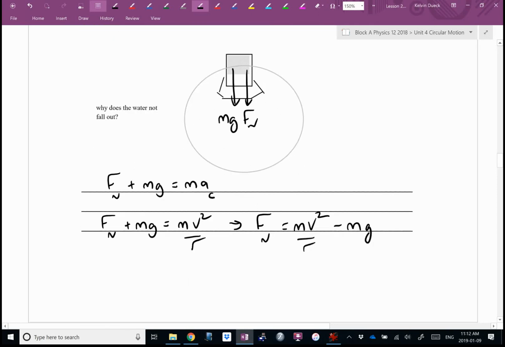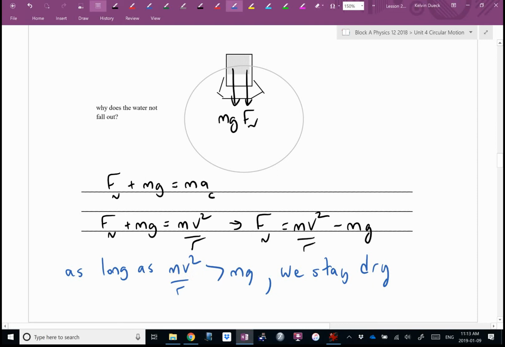When will the water fall out? If the normal force is equal to what? 0 or less than 0, which doesn't quite make sense. But here's what I'm going to argue. I think we can say this. As long as mv squared over r is bigger than mg, as long as this number is bigger than mg, we'll have a normal force and we'll stay dry.